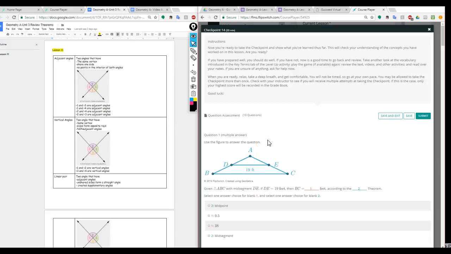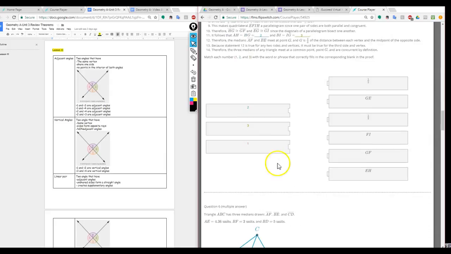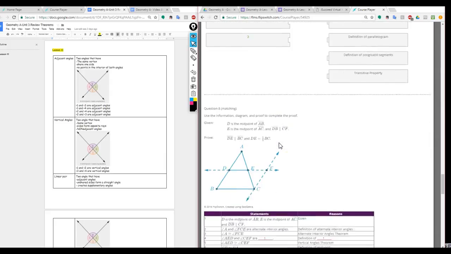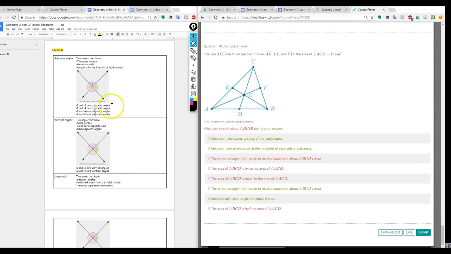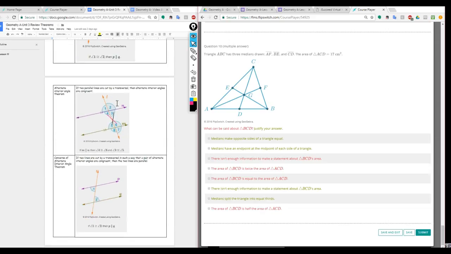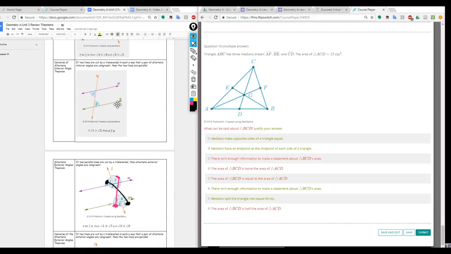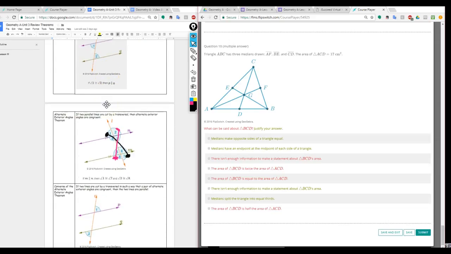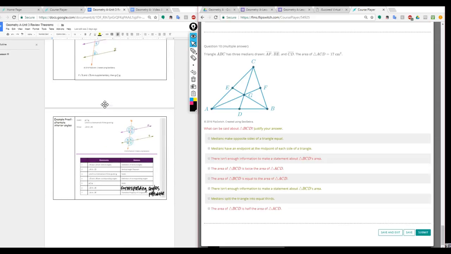Okay, checkpoint 14. We're going to start at question 10. So, triangle ABC has three medians drawn, segment AF, segment BE, and segment CD. The area of triangle ACD equals 17 centimeters squared. What can be said about triangle BCD, and then justify our answer?